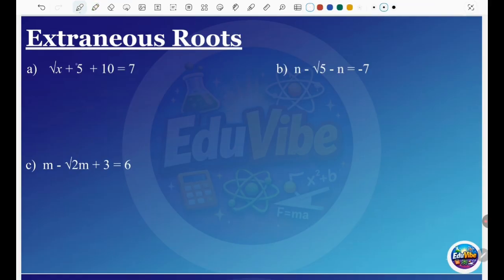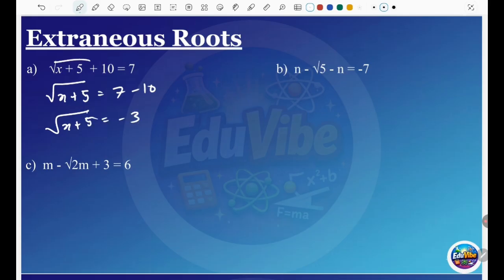For the first question, you have to do the same thing. So this is root x plus 5, 7 minus 10, you will get minus 3. And now in these questions, when your radical is equal to any negative value, negative 3, negative 10, negative 14, any negative value, that means you don't get any real roots. No real solutions. You get no real solutions if your radical is equal to any negative number.